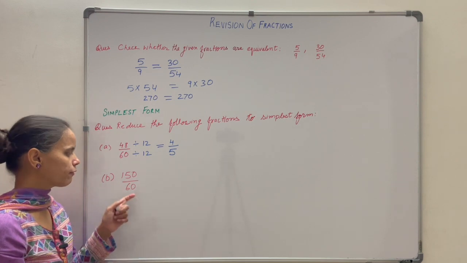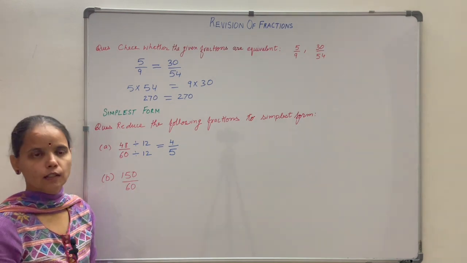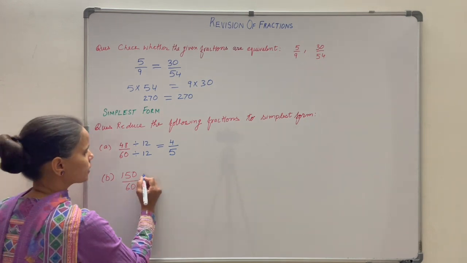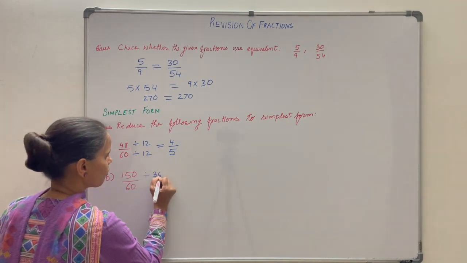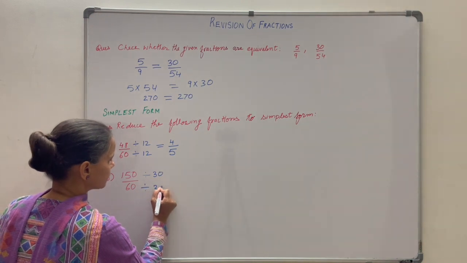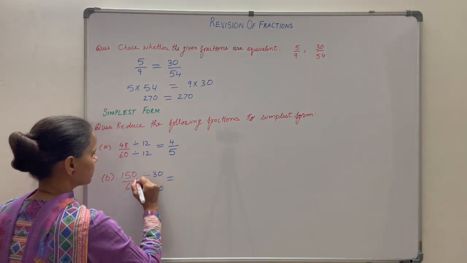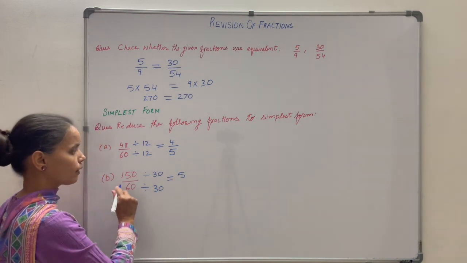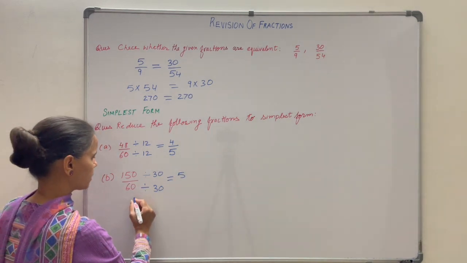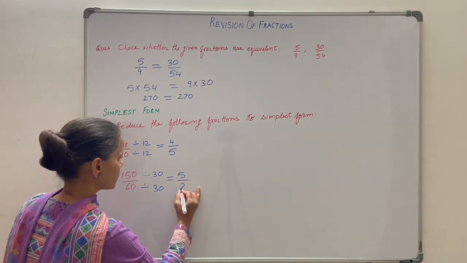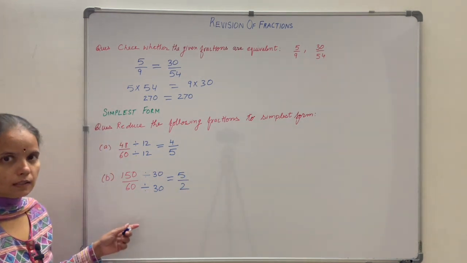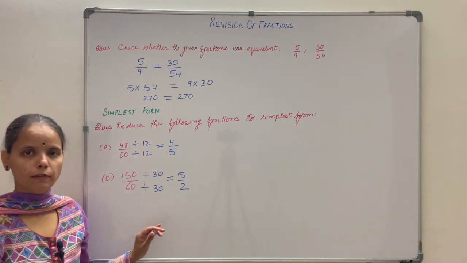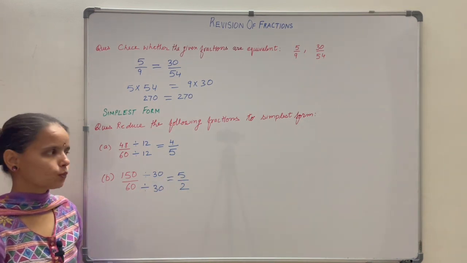Next question, 150 by 60. So what is the highest common factor here? 30. So you can divide both numerator and denominator by 30. So 30 into 5 is 150, and 30 into 2 is 60. If you divide both numerator and denominator by the highest common factor, you get the answer in one step.